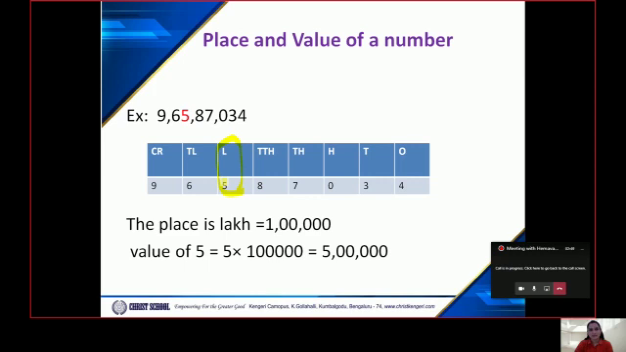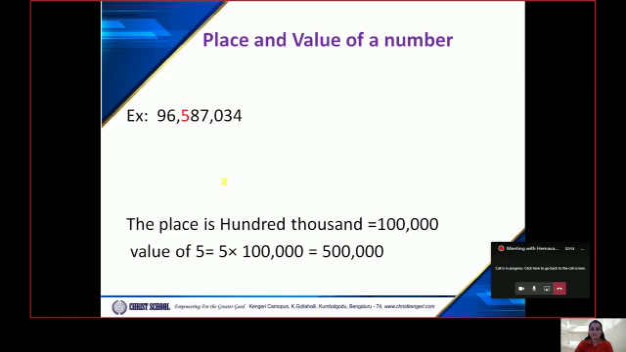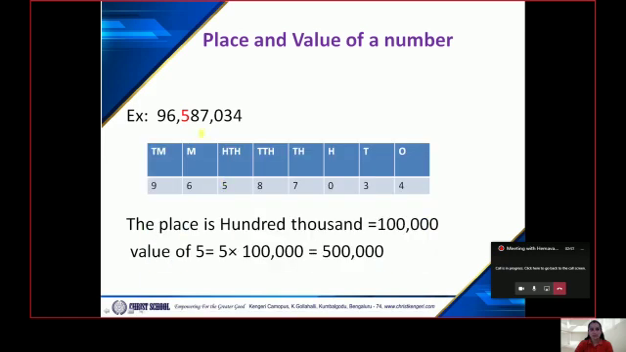Let's see the same concept in a different number system, that is the international number system. Let us take up the number and see how the commas have been inserted. The same number, again 5, we are going to see where it is appearing. That is your place. The place is 100,000 and the value of 5 is 500,000. That means 5 into 100,000, the product of these two, we are going to get as 500,000.